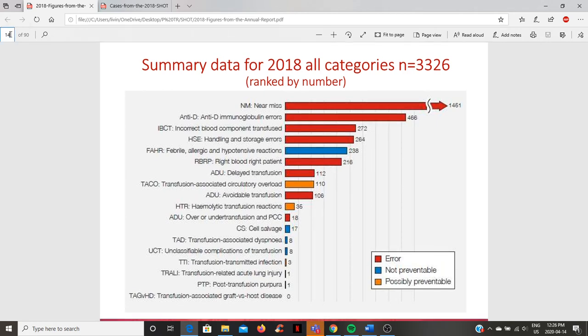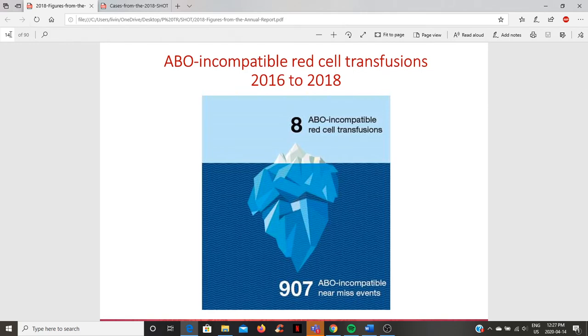Down to page 14. How many actual ABO incompatible red cell transfusions took place? From 2016 to 2018, this happened 8 times over 3 years. It doesn't sound like a whole lot, but this is basically called a never event. This should never happen, and it happened 8 times in 3 years. One of the huge goals is to get to the place where that does not happen anymore. Compared to an iceberg, 907 near miss events. Those were prevented transfusions, which is good.